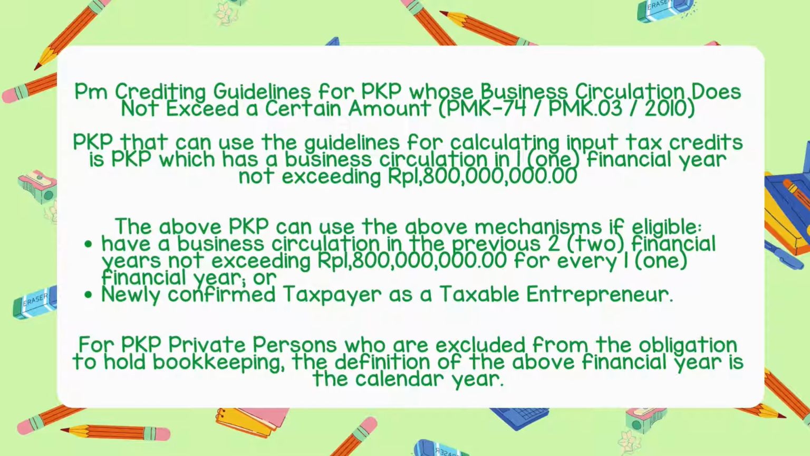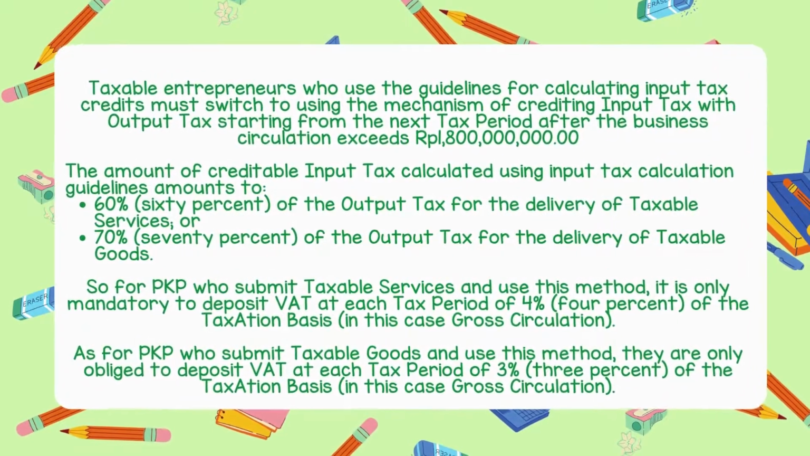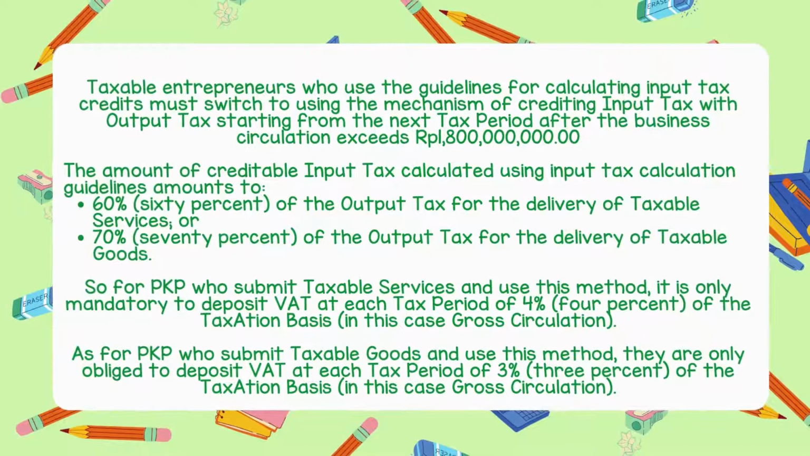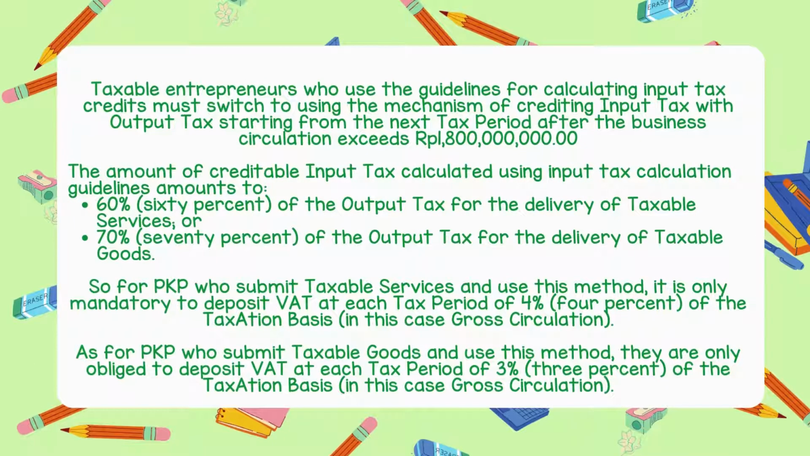For PKP private person who are excluded from the obligation to hold bookkeeping, the definition of the above financial year is the calendar year. Taxable entrepreneur who use the guidelines for calculating input tax credit must switch to using the mechanism of crediting input tax with output tax starting from the next tax period after the business circulation exceeds 1,800,000,000 rupiah. The amount of creditable input tax calculated using input tax calculation guidelines amount to 60% of the output tax for the delivery of taxable services, 70% of the output tax for the delivery of taxable goods.